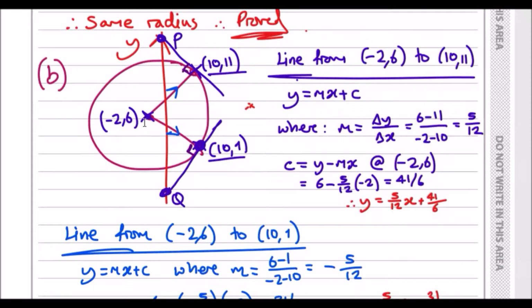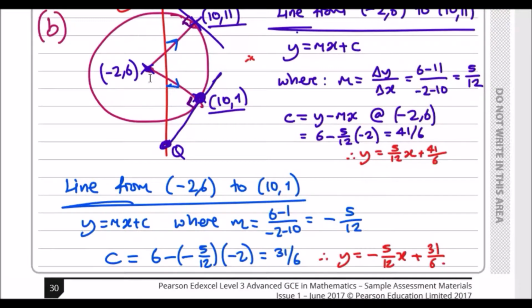Now for the second step, for the second equation, do the same thing here. So from (-2, 6) to (10, 1), follow the steps carefully. Find the equation of the line where the gradient is this, -5 over 12, the difference in the points, and find the value of c using the same method, where c = y - mx. And again, you get 31 over 6 this time. So this would be this coordinate here. So this upper coordinate here is 41 over 6. This lower one is 31 over 6. And of course, the x coordinates are 0.